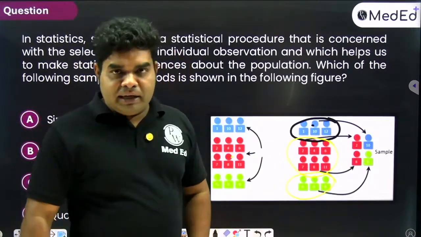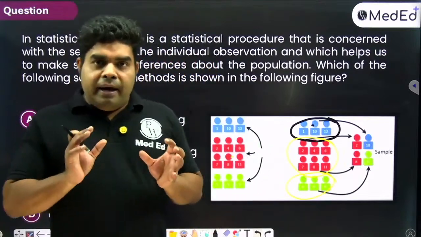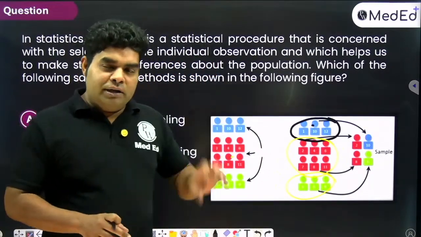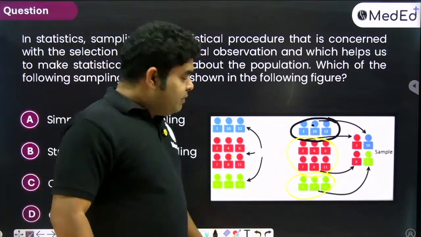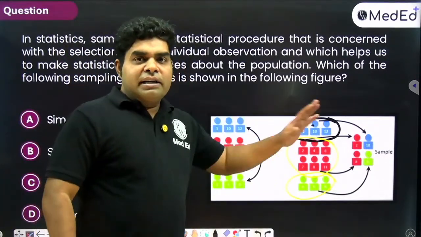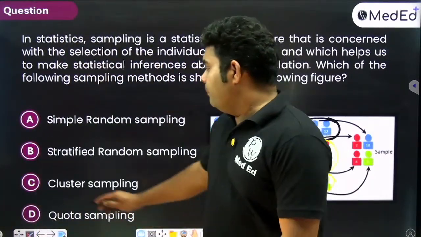So let me explain the difference. In cluster, they choose the whole block. In stratified, they choose equal from every block. So if they are choosing one from every 4 blocks, that is stratified random sampling. This is stratified random sampling.